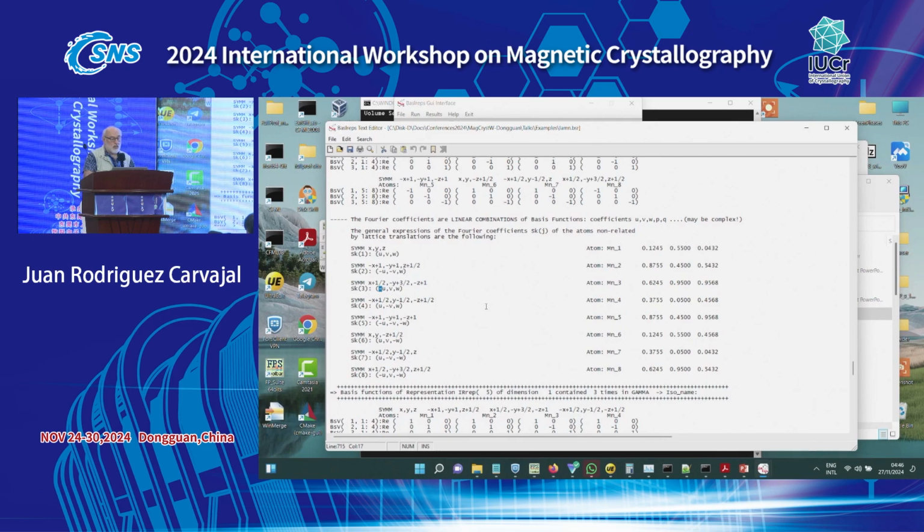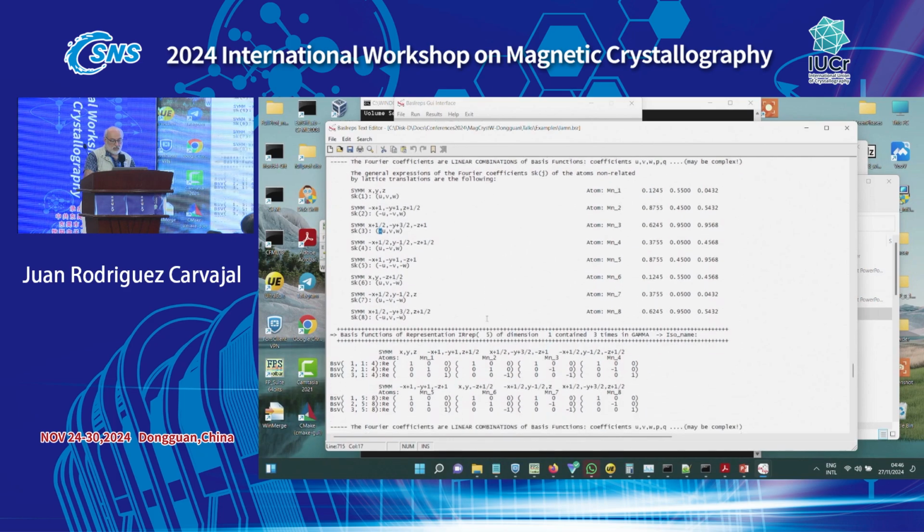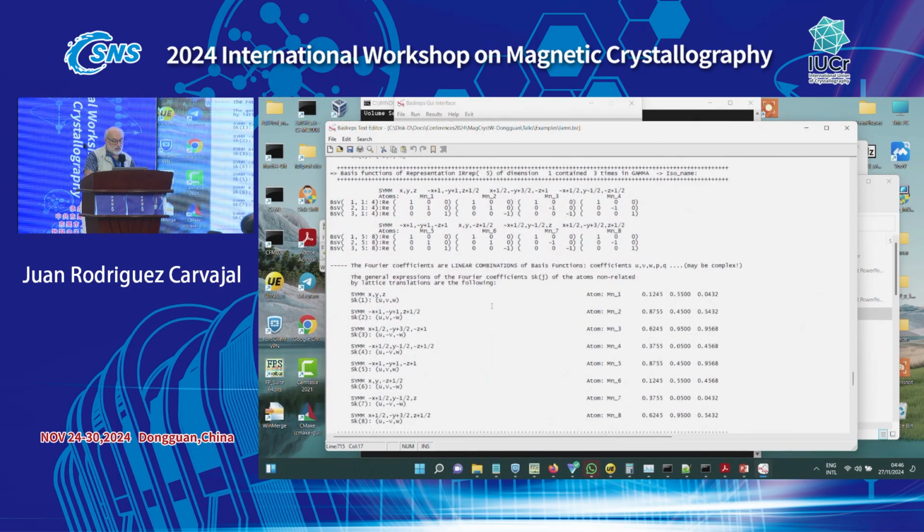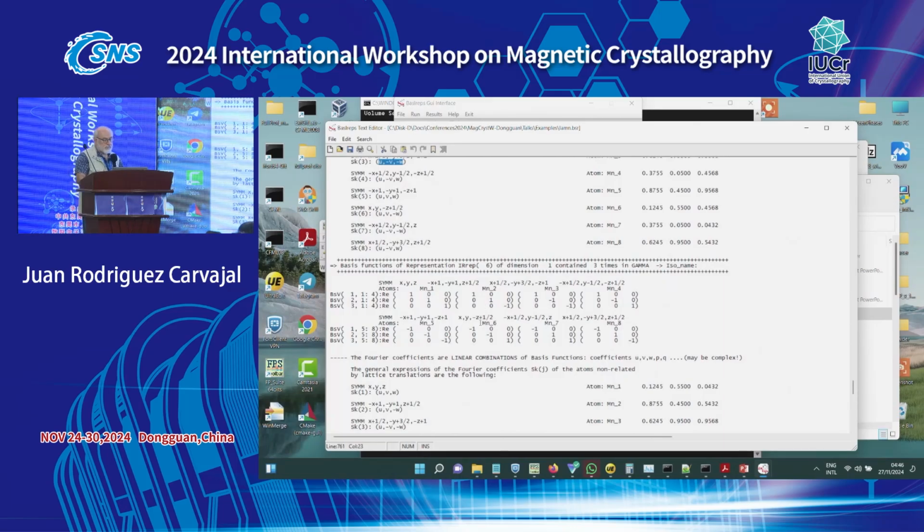If you want to convert that to a particular setting, which is more or less complicated, you can work directly with these coefficients. They are the Fourier coefficients. These numbers that you have here can also be interpreted as rotational matrices that you provide in the FullProf program. You can also put more complicated things.